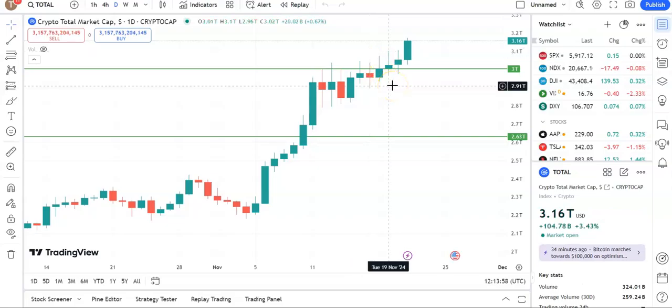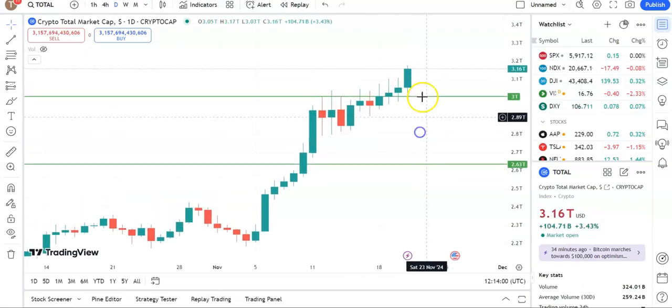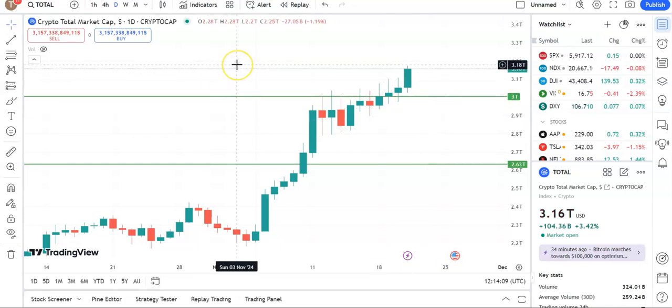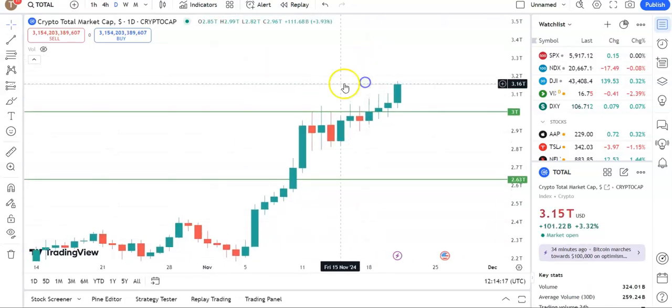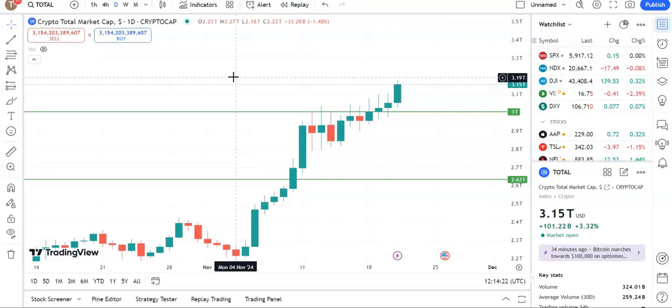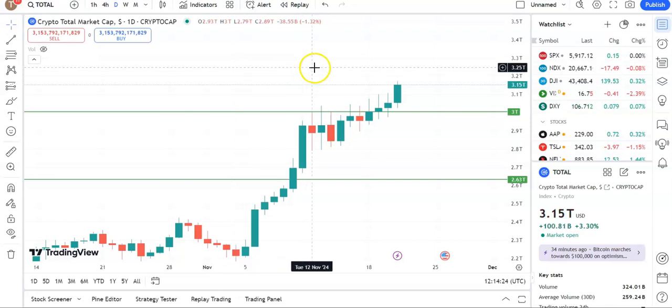So, taking a look at the crypto total market cap, guys, we have broken the 3 trillion basically mark here. And yeah, we're getting a very big candle today. So like I said in the past, guys, I do believe we're going to see probably 8 to 12 trillion in this bull cycle. So get ready, guys. It's going to get really, really, really wild. You've probably never seen anything like this before.